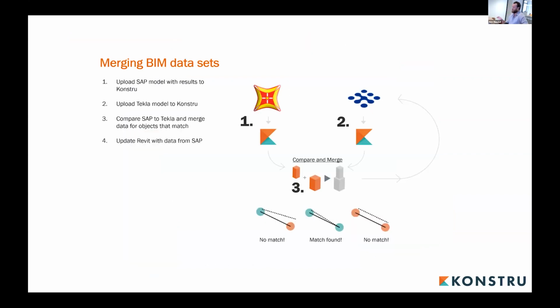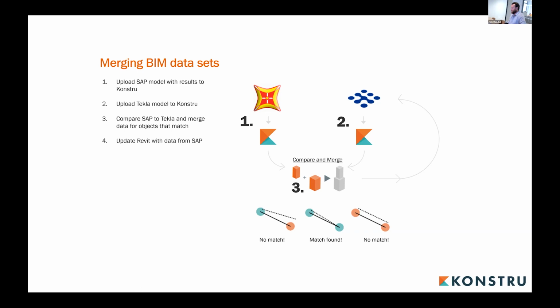So what we built here was a means of comparing the two 3D models, finding matches between the two models, and then for objects that are found to match, allowing the user to translate information between those matching objects. So upload a beam from SAP and a beam from Tekla. As long as they share generally the same XYZ coordinate space, you should be able to find a match where both start point and end point for one beam are within tolerance of start point and end point for another beam.